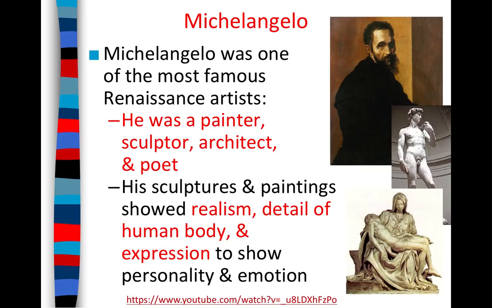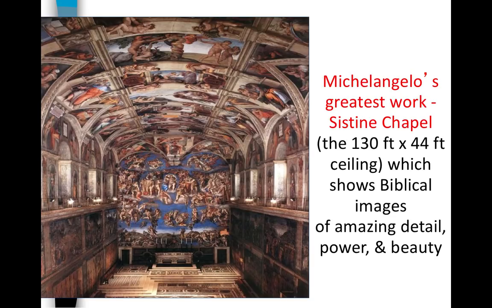He revived a classical form in his statue of David, a boy who, according to the Bible, became a great king. So over here on the right is his statue of David. This is his statue, Pieta, and you can see there's quite a bit of motion in this statue. Now, one of Michelangelo's greatest works is going to be the Sistine Chapel, which shows biblical images of amazing detail, power, and beauty. You can see all these biblical images that he has painted at the top of the Sistine Chapel.